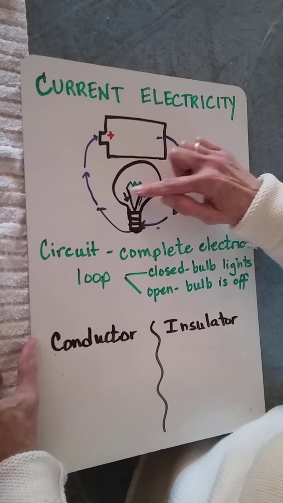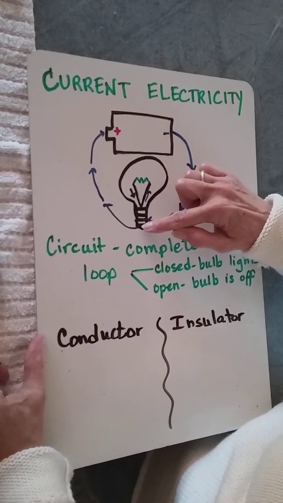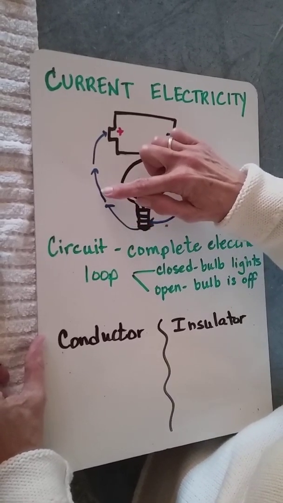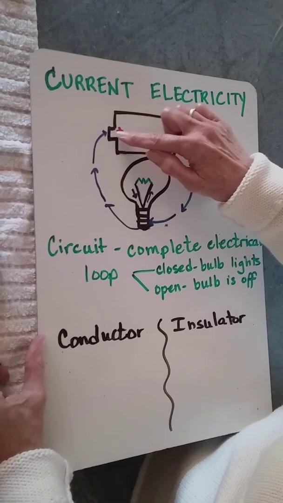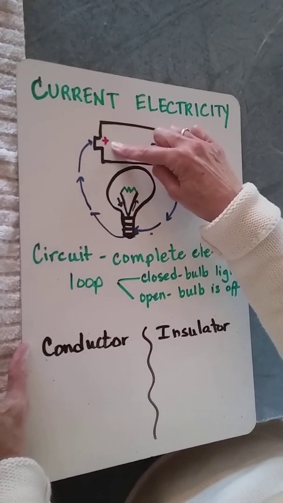Then the electrons cross the filament, down the other post and then out the bottom of the light bulb, and then back. Where do they want to go? They want to go to the positive side of the battery.